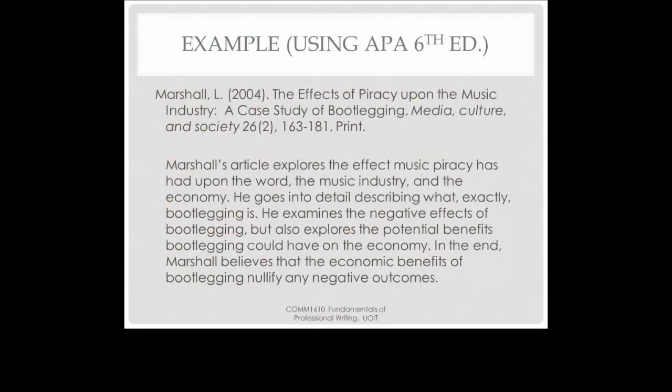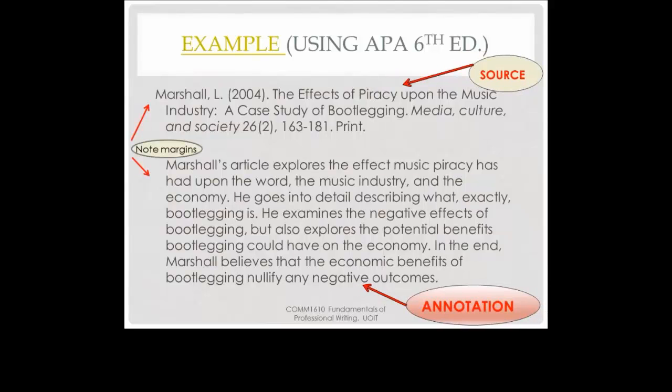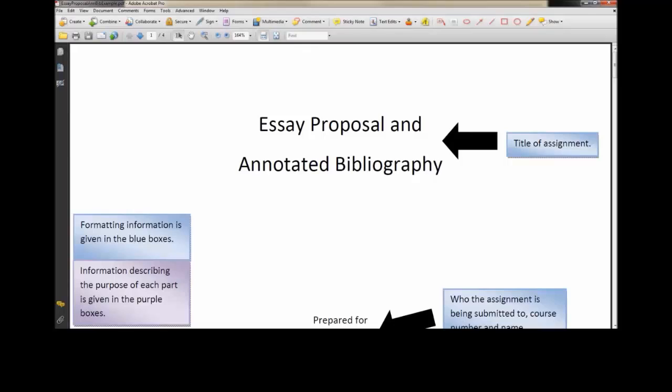Here is an example of a source with an annotation. The source is formatted following APA 6th edition, and it's followed by the annotation written in full sentences. Note the margins. The source is formatted with a hanging indent. There's a space between the source and the annotation. Then the annotation is block indented. I'm going to show you an example.